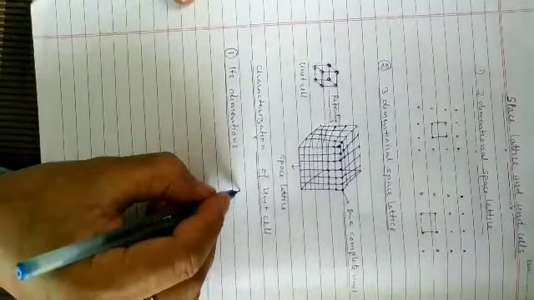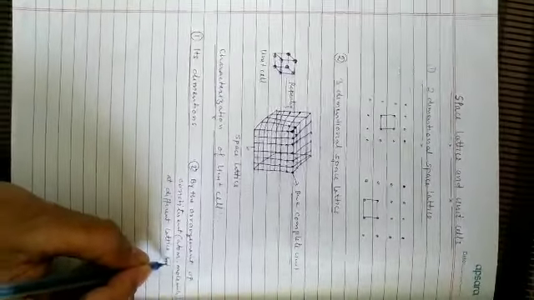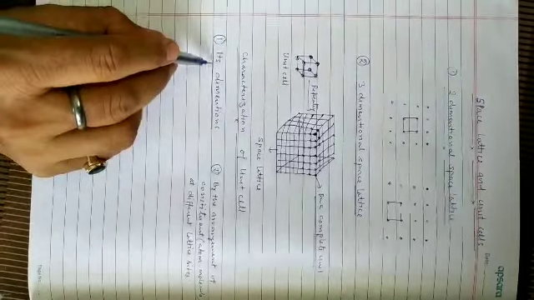And second is by the arrangement of constituents. Constituent means that atom, molecule or ion. The arrangement of constituents at different lattice sites. So first we will see its dimensions.